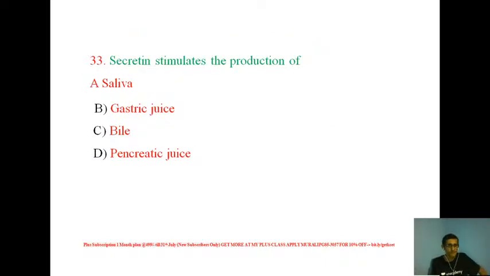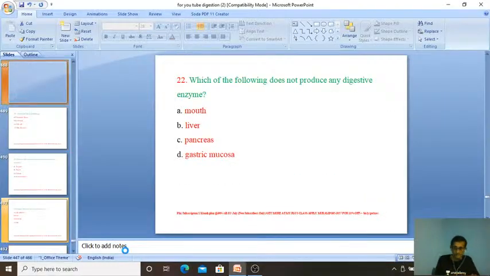So the answer is A for the 32nd question. Next is the 33rd question. Secretin stimulates the production of what? You can answer.